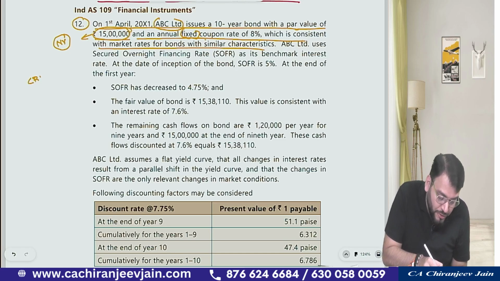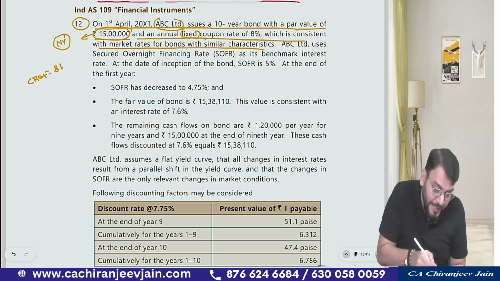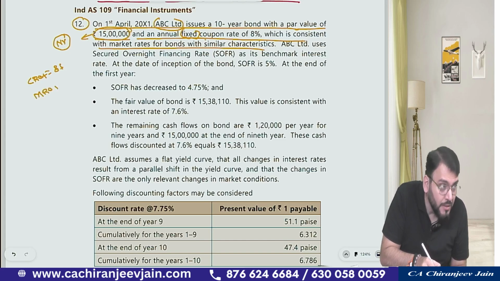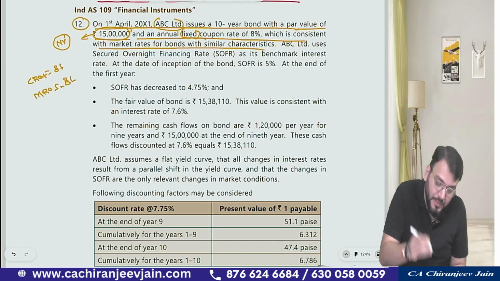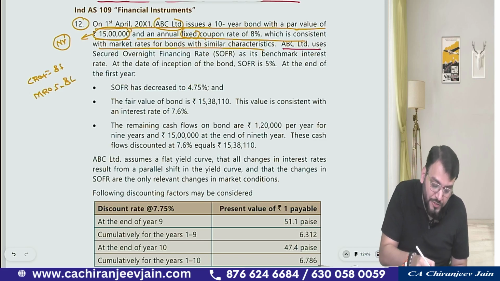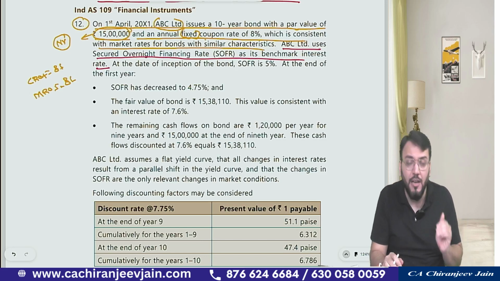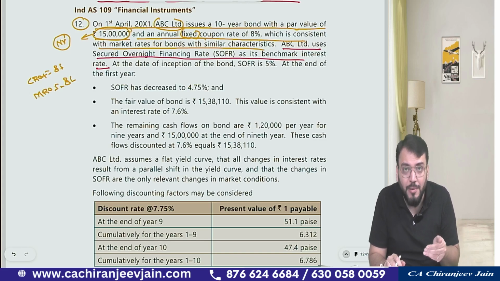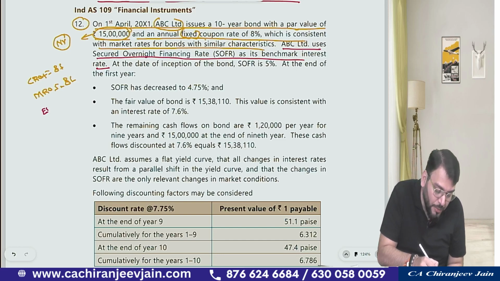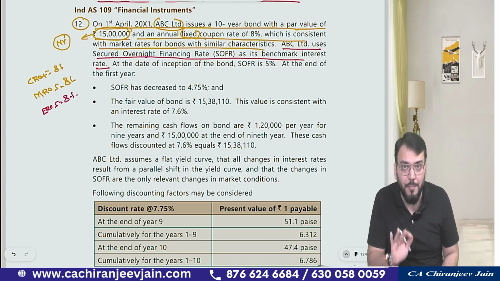So it means the contractual rate of interest is 8%, which is consistent with the market rate. It means the market rate of interest is also equal to 8%. Yes, sir. ABC Limited uses the secured overnight financing rate as its benchmark interest rate. Now I am coming to this point. First, let me explain the first para. So we have understood that the contractual rate of interest is 8% and it is at market terms. Therefore, the market rate of interest is also equal to 8%, and there is no transaction cost. So can you see the effective rate of interest will also be equal to 8%?